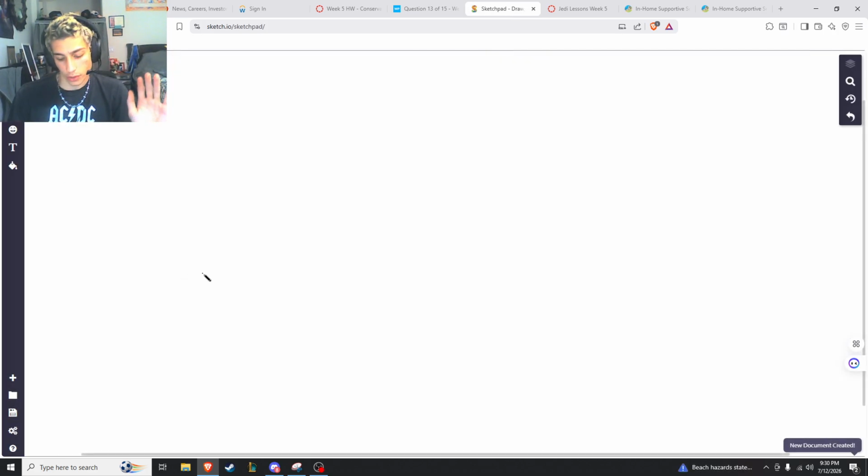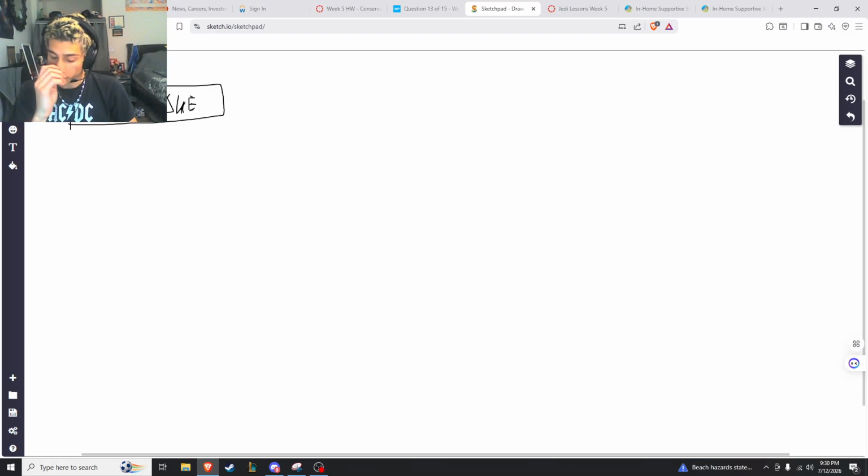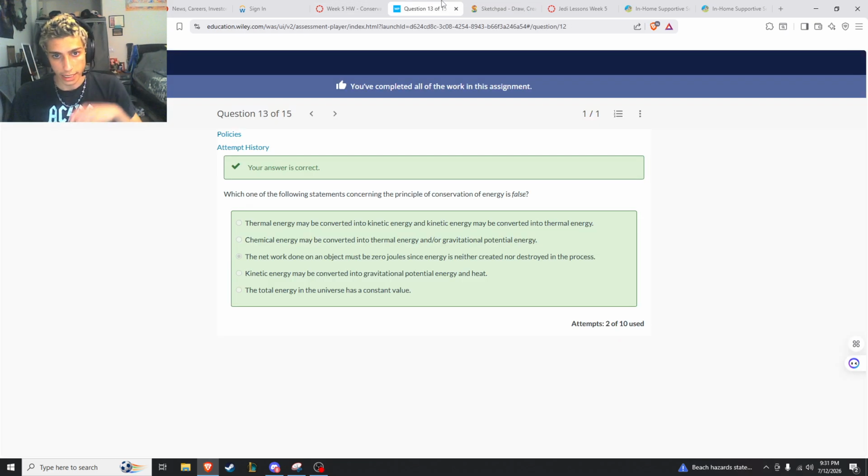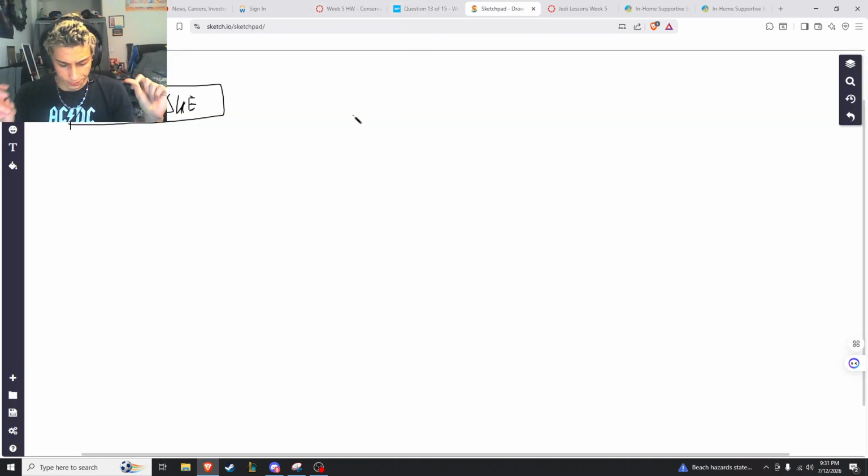And we know it's false because the net work is equal to the change in kinetic energy. This is the equation used for something like that. And if kinetic energy changes, then net work done is not going to be 0, which goes against what this is saying. It's only 0 if the object's kinetic energy stays constant. That's the only way that the net work would be 0.